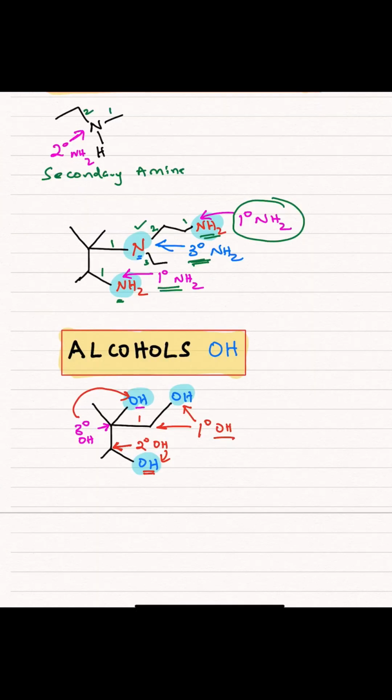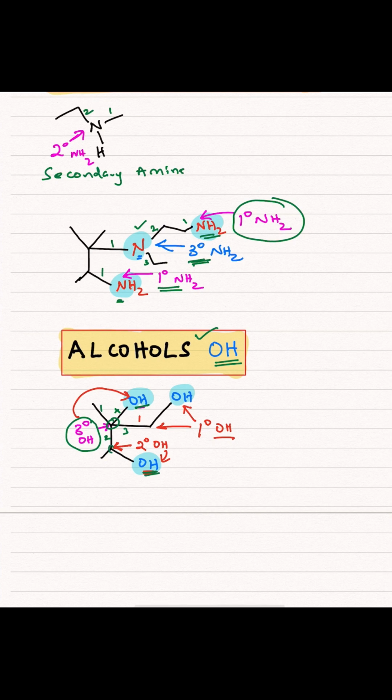Last example is alcohols, and remember alcohols contain OH functional group. So if we look at this OH, it's connected to this carbon, so let's focus on that carbon. That bond, we don't count that because that's a OH bond. Now we have 1 alkyl group, 2 alkyl groups, and 3 alkyl groups connected to that carbon, making it a tertiary alcohol.